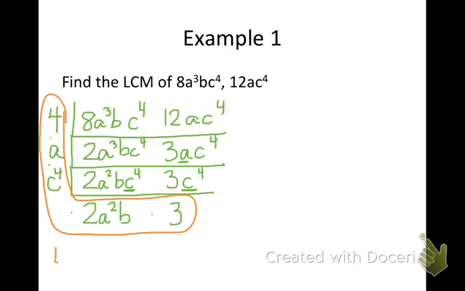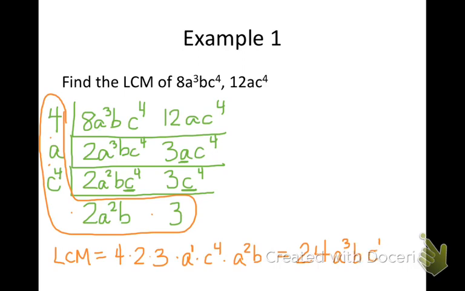All right, and when I write this, I'm going to go ahead and bring the numbers first. So we'll have the coefficients 4 times 2 times 3. Then we had a times c to the 4th times a squared b. So 4 times 2 is 8 times 3 is 24. We have 1a times a squared. So when we do the multiplication of the variables, we would add 1 and 2, so we would have 3 factors of a, and then we have 1 factor of b and c to the 4th.